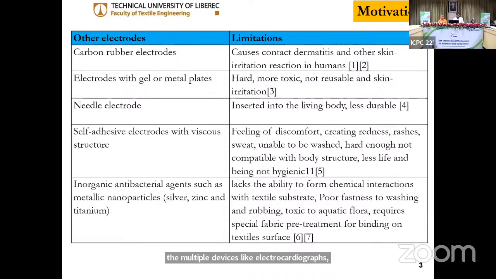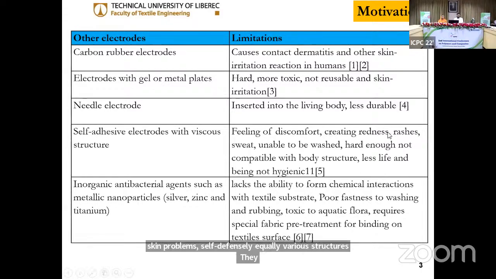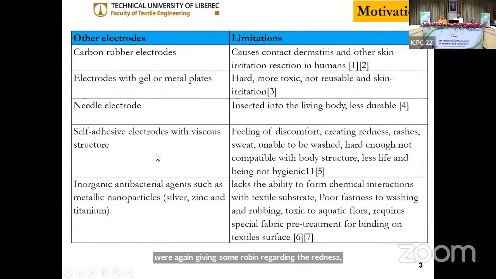The researchers have been developing different types of electrodes with different techniques, and each technique had its own limitations. For example, carbon rubber electrodes gave us skin dermatitis problems. Electrodes with gels and metal particles were more toxic and skin irritants. Needle electrodes need to be inserted into the body and create skin problems. Self-adhesive electrodes with various structures again gave problems regarding redness, rashes, and other skin dermatitis.